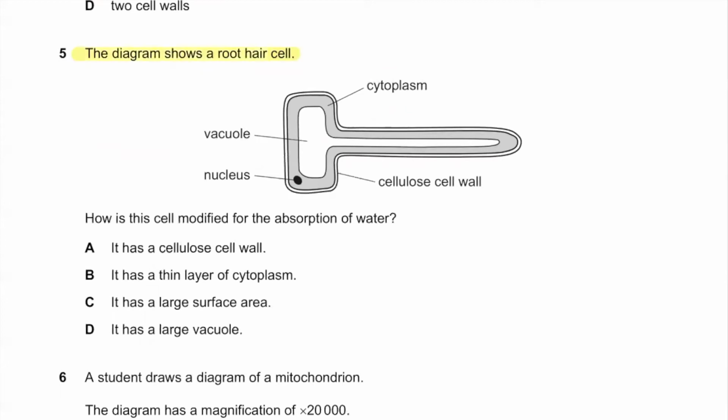The diagram shows a root hair cell. How is the cell modified for the absorption of water? Guys, we can see a very large extension of the particular cell, which increases its surface area. It has a cellulose cell wall. Every plant cell has a cellulose cell wall, so there is no modification there. It has a thin layer of cytoplasm. There is no modification there. It has a large surface area. Yes, large surface area definitely allows it to absorb more water and faster.